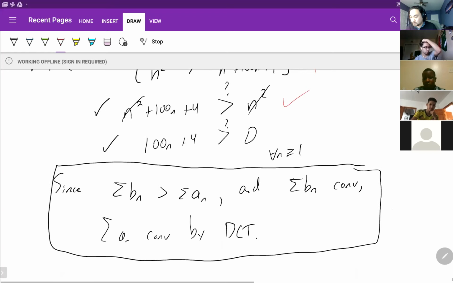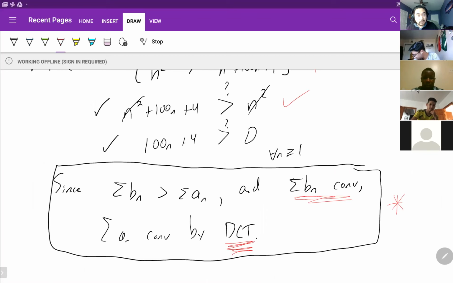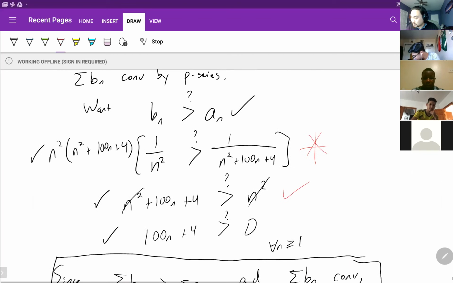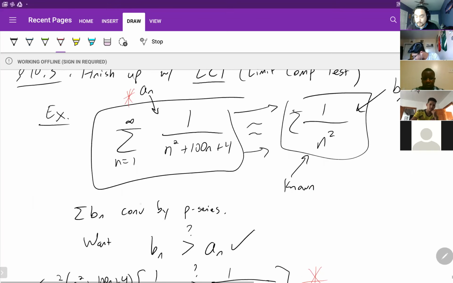And then you need to have your justifications and all that written out, along with the test that you used, and why B sub n converged. We said that in the beginning. We said that up here.